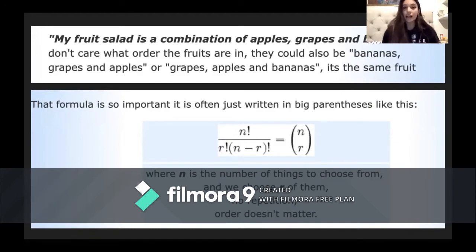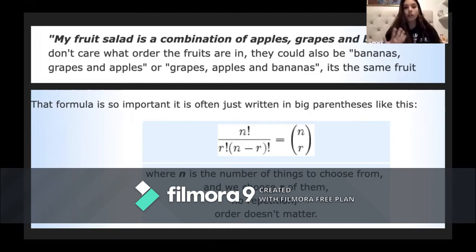Today I'm going to explain what is combination. So let's think of combination as a fruit salad, right? When making a fruit salad and when we're eating a fruit salad, the order doesn't really matter because at the end we're going to put in the fruit salad the same fruits. So my fruit salad, for example, is a combination of apple, grapes, and bananas. We don't care what order the fruits are in. We could also put bananas, grapes, and apples, or grapes, apples, and bananas. It's the same amount and type of fruit. So combination is basically when the order doesn't matter, right?